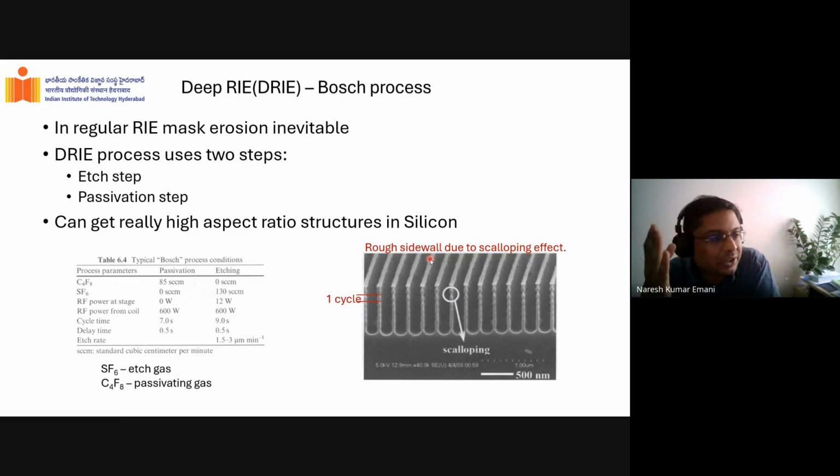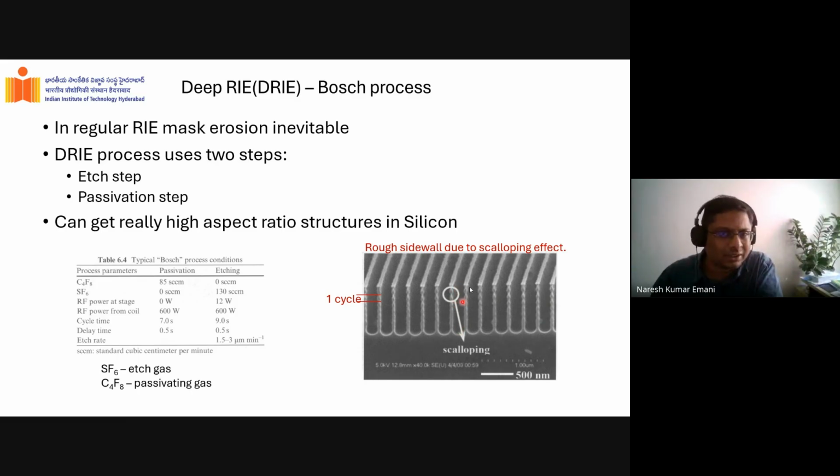It's sometimes difficult to get very high aspect ratio structures. So what we end up doing is we combine etching and passivation steps. Basically you have the etching step. If you try to etch very deep, you also invariably start etching under the mask. So what you do is you keep cycling. You etch and then you deposit some polymer on the side. Again etch, you deposit polymer on the side.